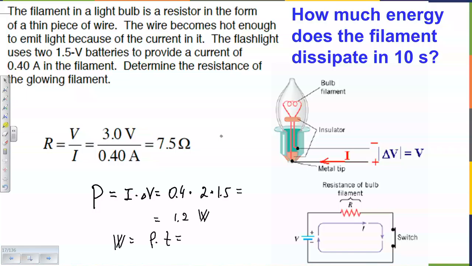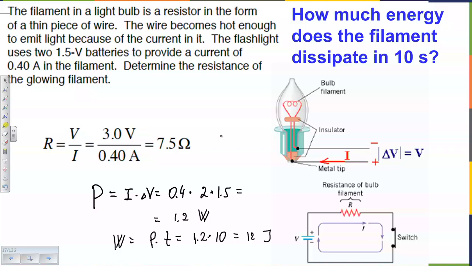And the amount of energy or work done inside that filament should be equal to power times time. Power times time, 1.2 times 10 seconds. If we had minutes or hours, we would have to convert it into seconds. So 1.2 times 10, 12 joules. Now again, see what's happening? W. We need to know the difference, right? Here, it's a unit of power, watts. Here, we're calculating work done by electrons on the filament, inside the filament. Any questions?